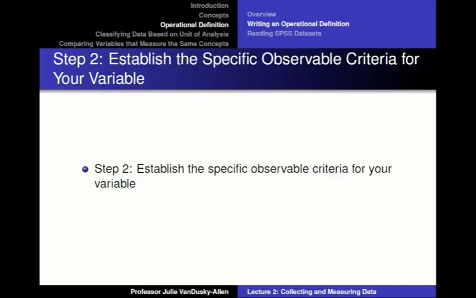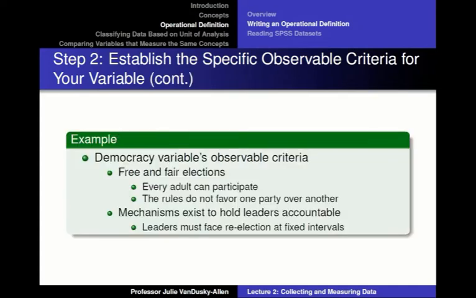The next step is establishing the specific observable criteria for your variable. For example, if we were measuring democracy and we wanted to measure elections, we would specifically examine whether a country has free and fair elections, where every adult can participate and the rules do not favor one party over the other. In addition, we will want to make sure leaders are held accountable.